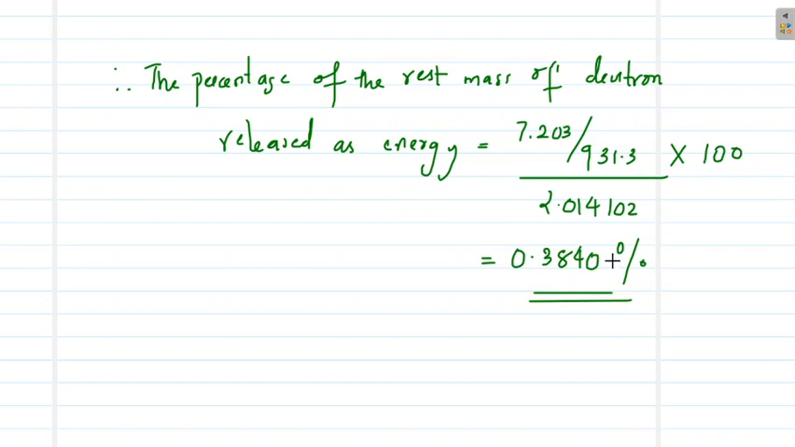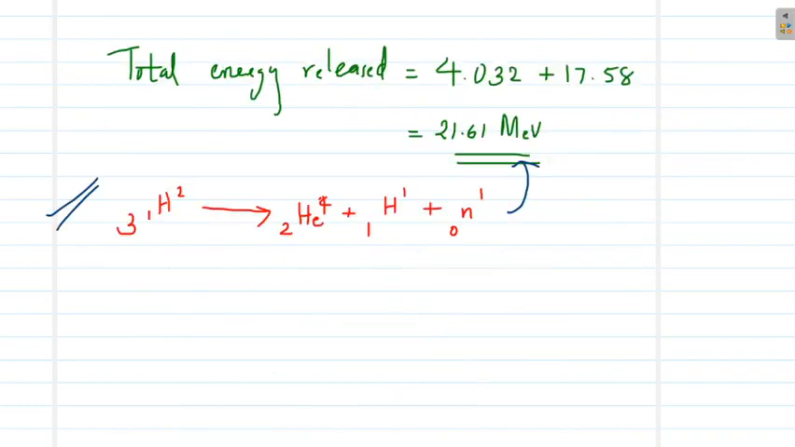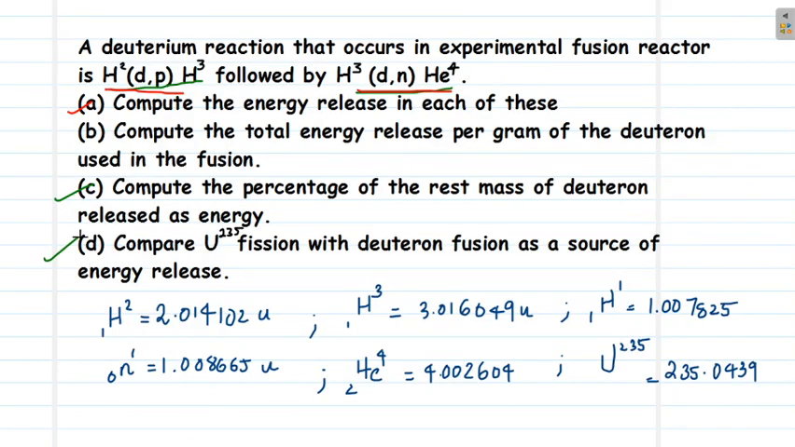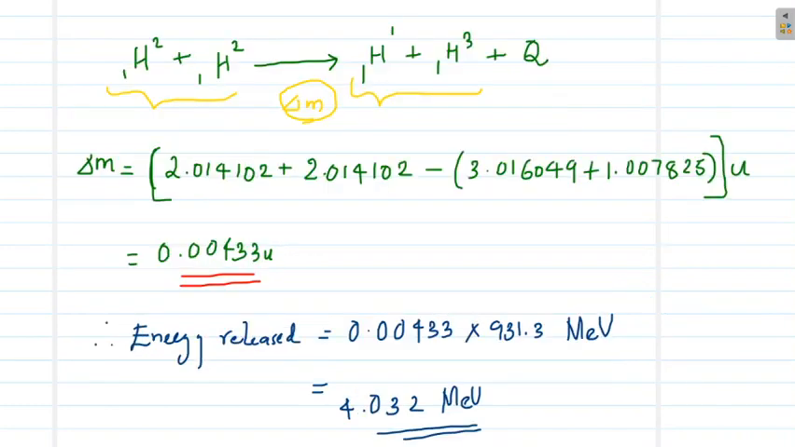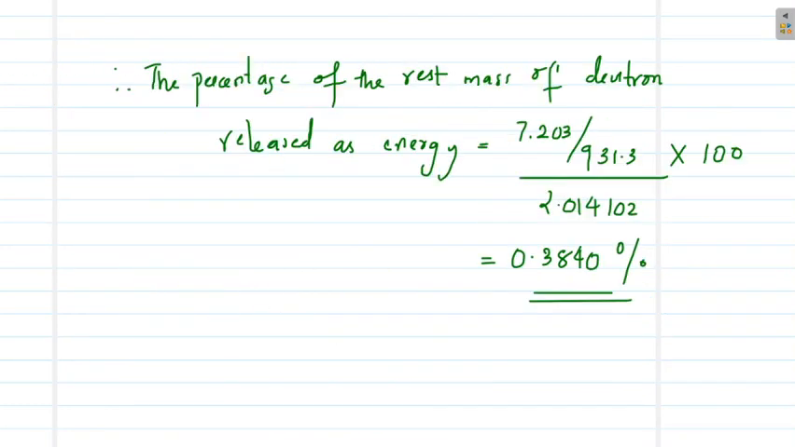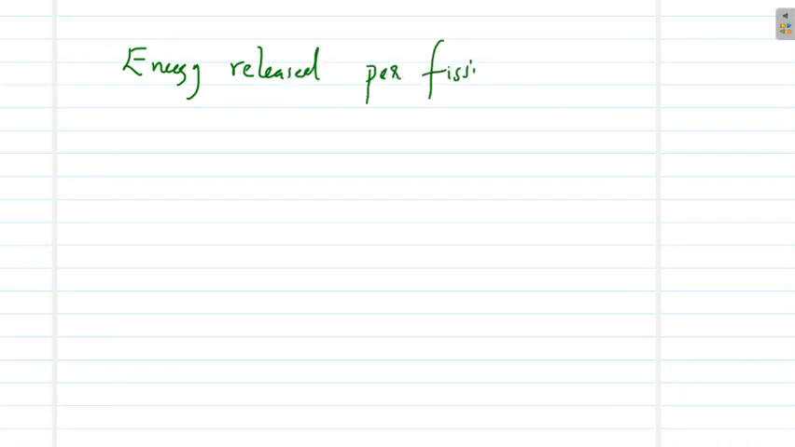Now moving on to the last part of the question. Here we are asked to compare this fusion process with the uranium-235 fission process. So how much energy is released in the nuclear fission of uranium-235? We have already calculated that the energy released per fission of each uranium-235 nucleus is approximately equal to 200 MeV.